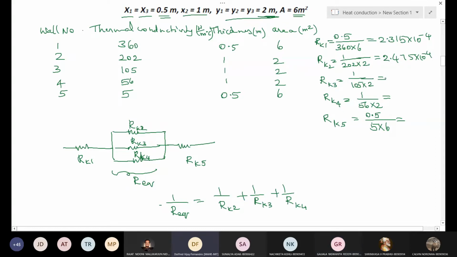Okay. RK3, Dantesh. That's my 10 to the power minus 3, not minus 4. Good. So RK3, sir, 4.76 into 10 to the power minus 3. Good. Other one: 8.92 into 10 to the power minus 3. 8.93. Good.